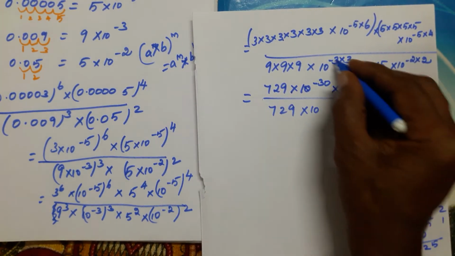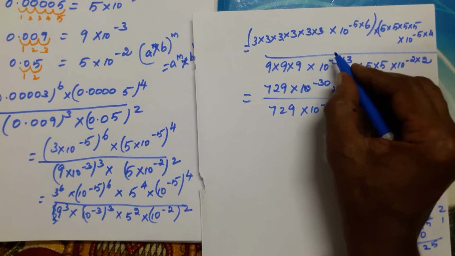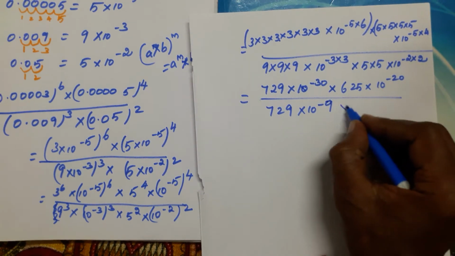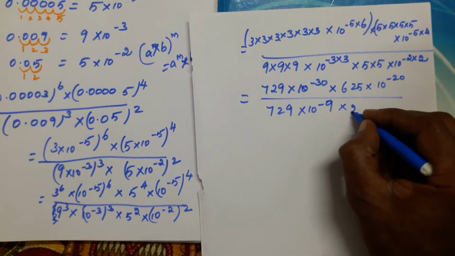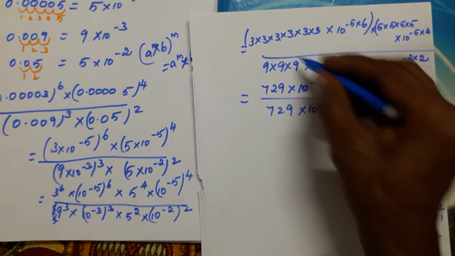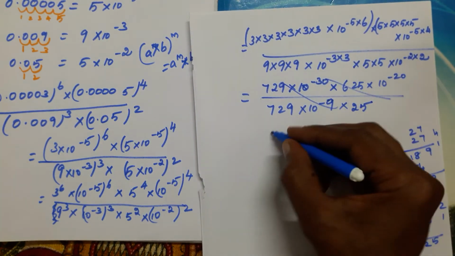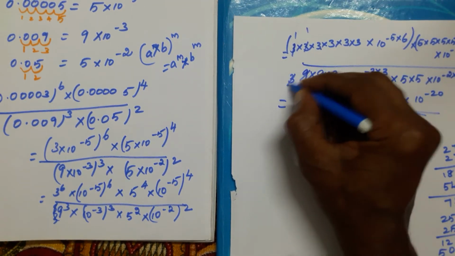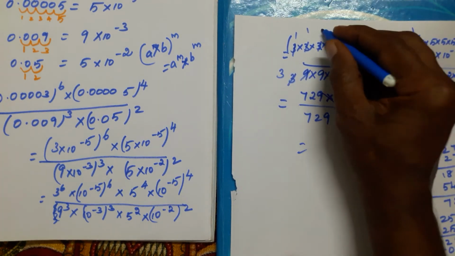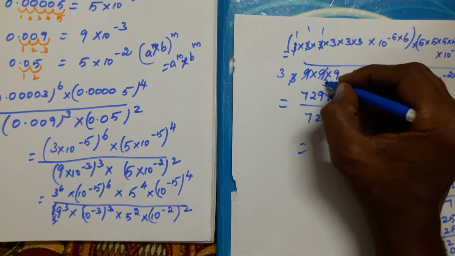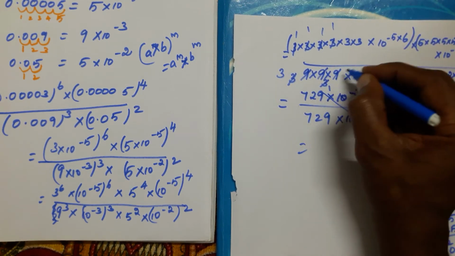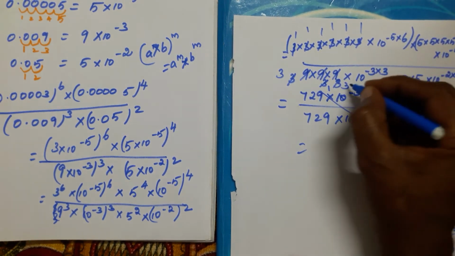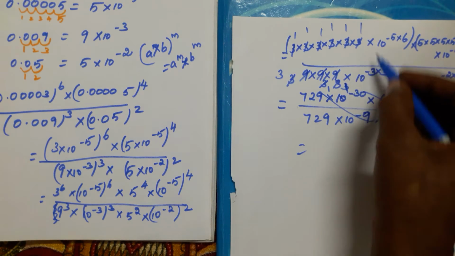Into 10 power minus 30, divided by 3 3s are 9. Next here 5 5s are 25. Otherwise we can cancel from here also. When we are cancelling, what are we getting? 1 3 is 3, 3 3s are 9. Here also 1 3 is 3, 3 3s are 9. Next 1 3 is 3, 3 3s are 9. Next 1 3 is 3, 1 3 is 3. Here 3 3s are 9, 1 3 is 3. 1 3 is 3, 3 3s are 9, 1 3 is 3. So here we are getting 1.